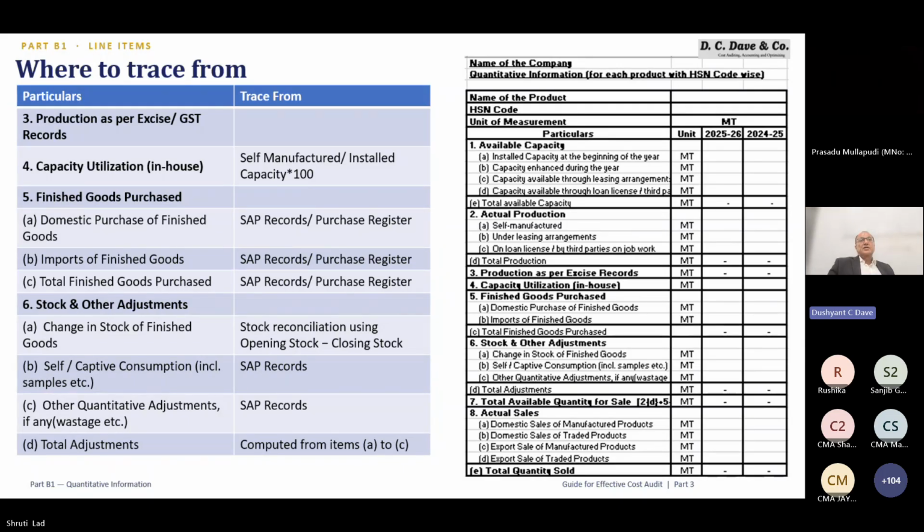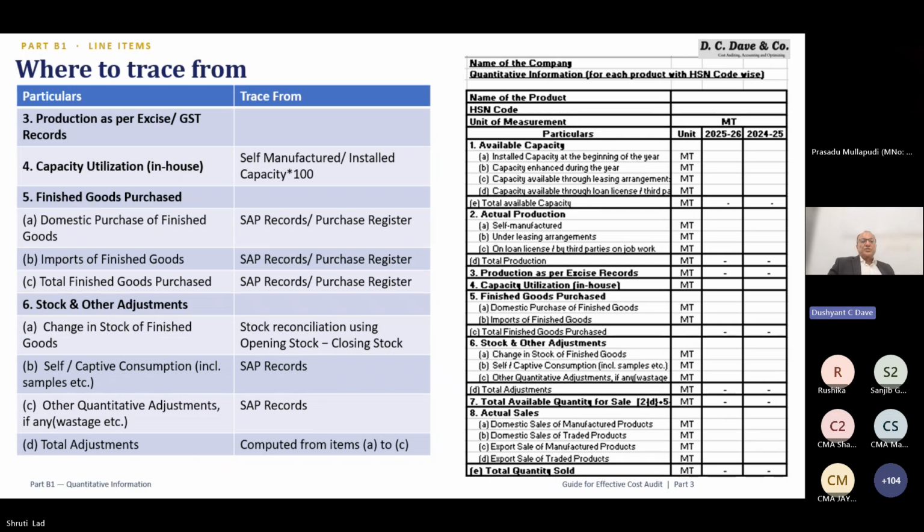The next point, item number 4, is capacity utilization in-house. Self-manufactured production divided by installed capacity into 100 is your percentage capacity utilization. Many professionals calculate the percentage correctly but never analyze its implication. As I mentioned, your capacity utilization numbers themselves can make a case for your presentation to the management about how analytical this B1 can be.